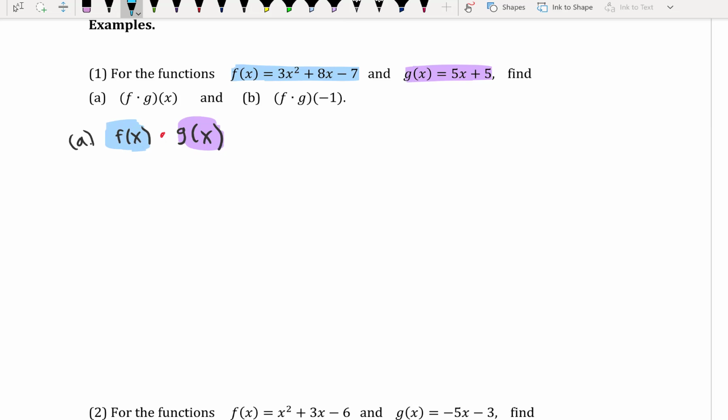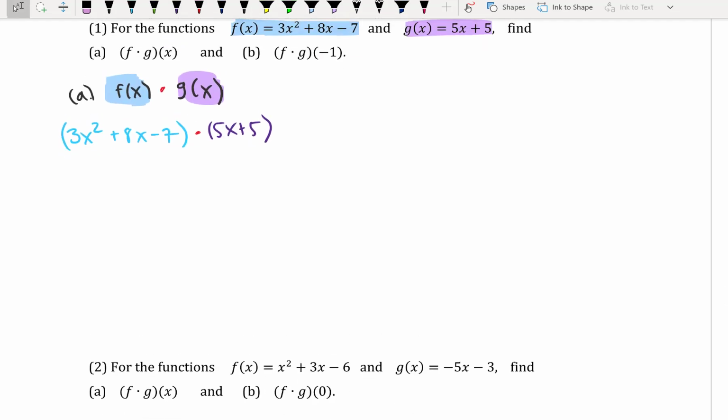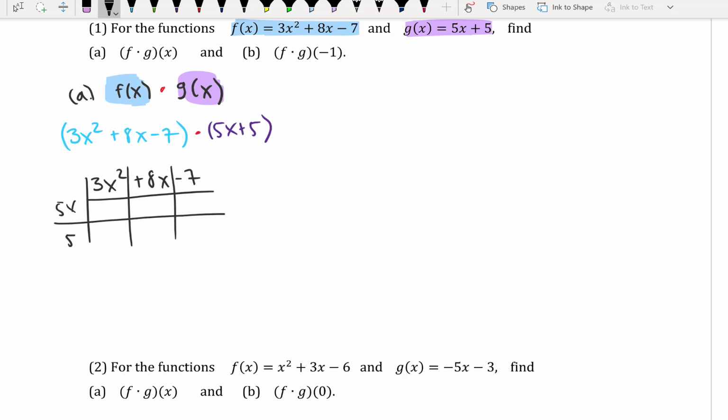So if I write my f of x, that would be my 3x squared plus 8x minus 7. It's being multiplied by my g function, which I'm calling my 5x plus 5. For myself, what I would do here is I would do the box method. So doing the box method, I would have a 3x squared plus 8x minus 7 and a 5x and a positive 5.